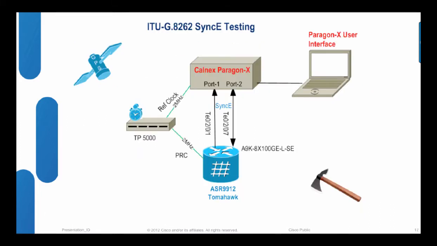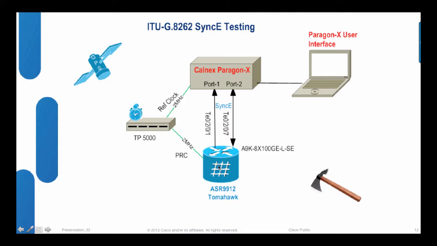The lab itself consisted of an ASR 9912 with Tomahawk line card, route processor and switch fabric. This was the latest version of the ASR 9K family of line cards and route processors. Tomahawk is an internal name for it.